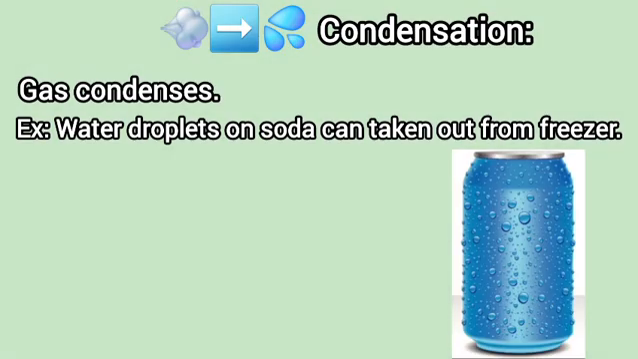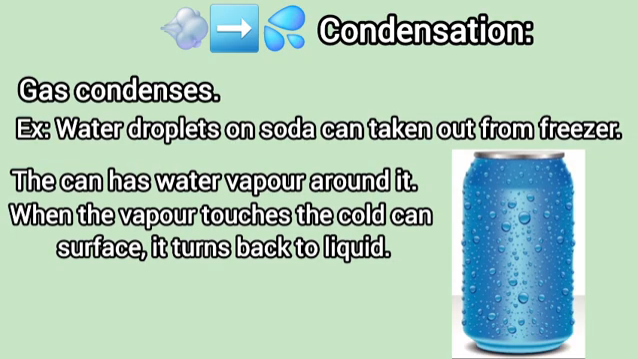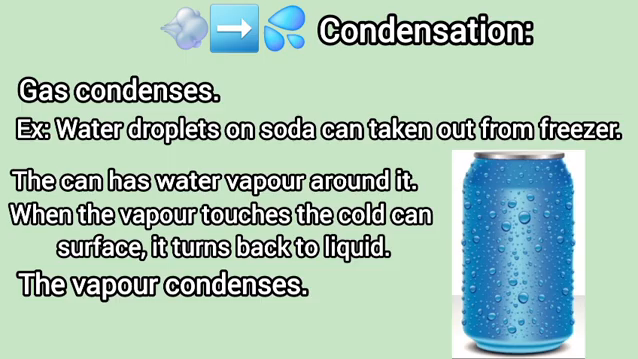Let me explain why the water droplets form on the soda can when it is taken out from the freezer. The soda can is surrounded by humid air and water vapor. When this water vapor, which is a gas, touches the cold surface of the soda can, it condenses and turns back into liquid form, which forms the water droplets. So basically the water vapor touches the cold surface, because of which the water droplets form and condensation takes place.